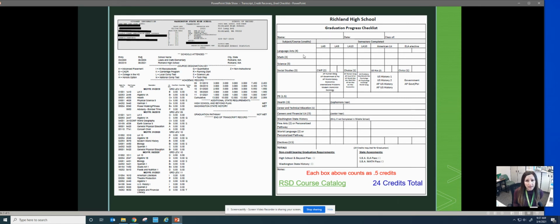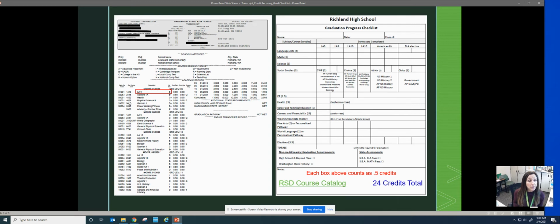Each of the boxes on this graduation progress checklist equals 0.5 credits. In the end, you need to have at least 24 credits to graduate. You have sections that talk about the state requirements. You have sections that talk about the other graduation requirements, including your high school and beyond plan.